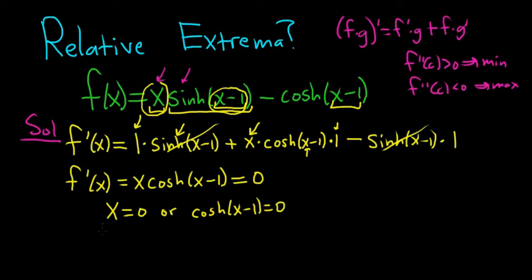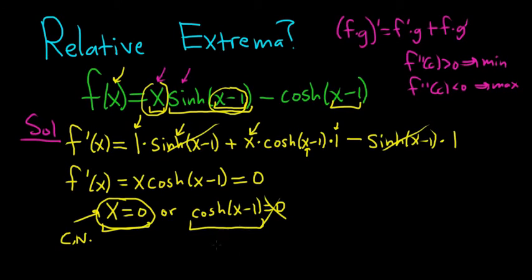Okay, so 0 will work. No problems with 0. It's a place where the first derivative is 0. It's in the domain of our function. It's a critical number, no issues. Critical numbers are numbers in the domain of the function where the derivative is 0 or where it's undefined. This is never undefined, and 0 is certainly one place where the derivative is 0. What about this? Well, cosh is never 0, so this can never happen. So it's impossible.